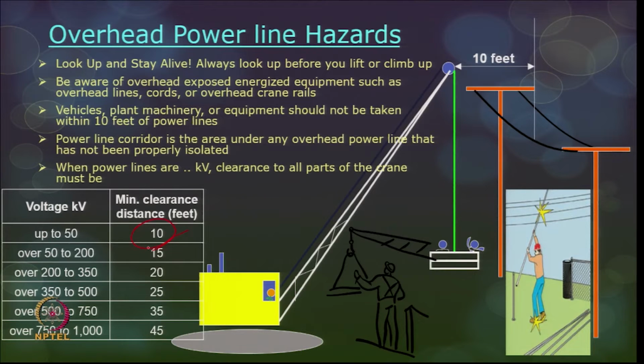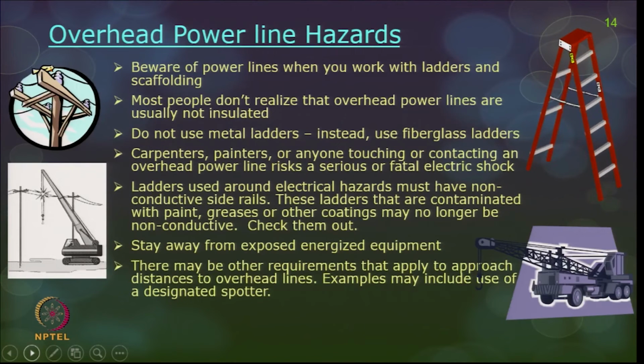of power lines. The power line corridor is an area where any overhead power line has been properly isolated, okay. So, this particular area has to be isolated, with barricades put up and so on, so that you are not getting in accidentally and hitting against a power line. Overhead power line hazards, okay.